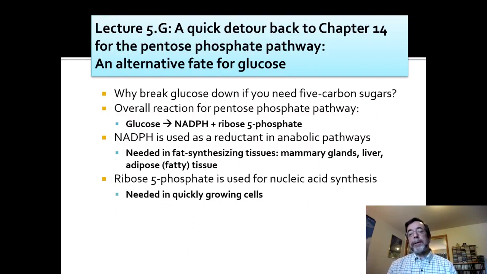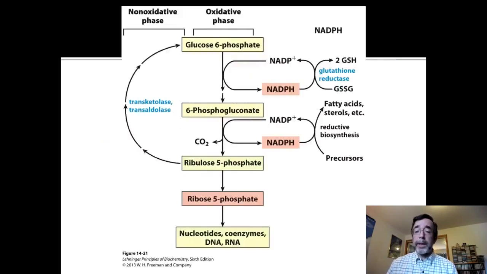So ribose 5-phosphate is most often used for nucleic acid synthesis. The quicker you're growing, the more you need it. And so you might see that there is a cancer connection here as well. So here's the figures, and I want to put this in its own lecture because I want you to approach these figures differently. I am not going to ask you what the names of these things are. I am going to ask you what the products of the whole pathway are.